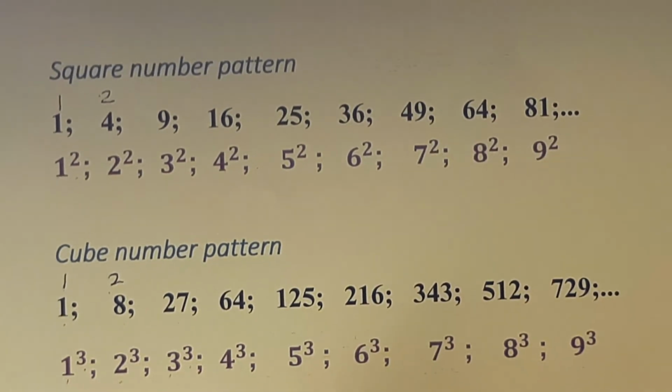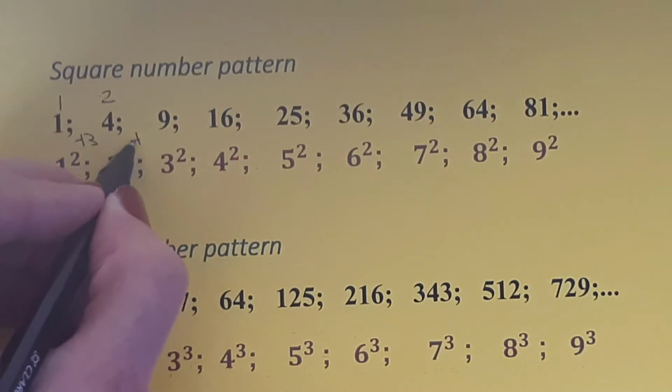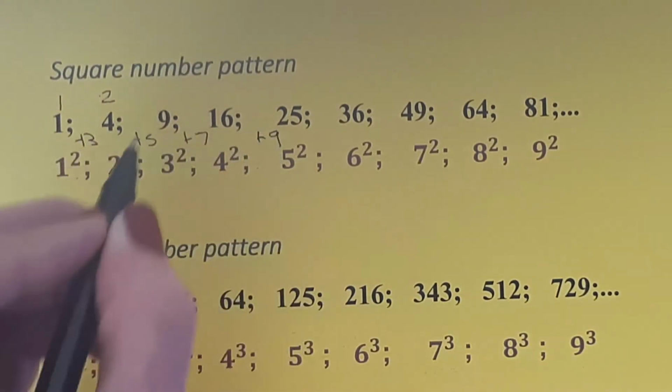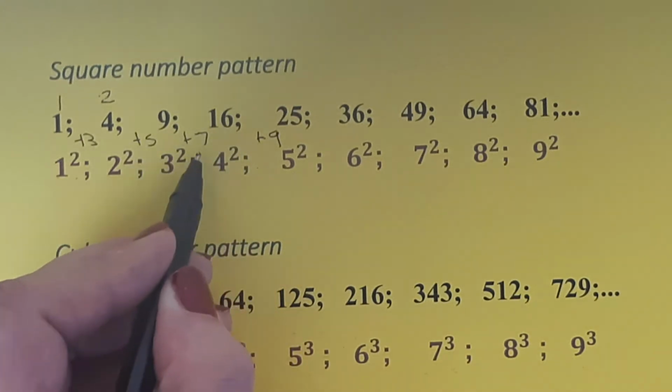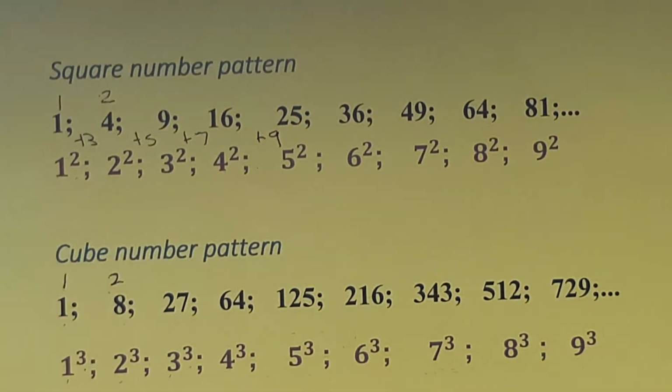So when you get the square number pattern, you will remember in the past it was just plus 3, plus 5, plus 7, plus 9, which is every time 2 more than what you added to the previous term. And that is actually your square number pattern.